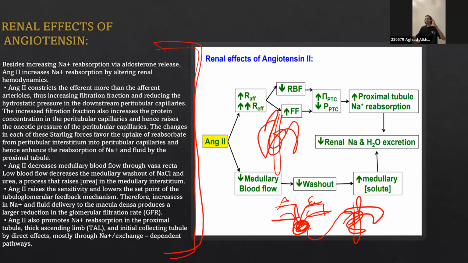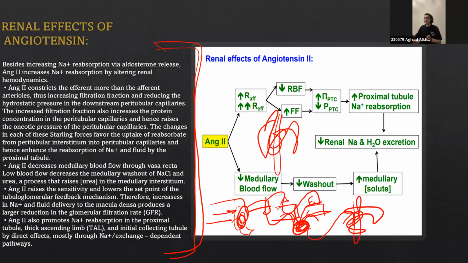So when dilating the afferent arteriole, more blood is coming to the glomerulus, and constricting the efferent arteriole, more filtration occurs. When more filtration occurs, the blood in the peritubular capillaries that comes after the efferent becomes hypertonic and it has decreased hydrostatic pressure.